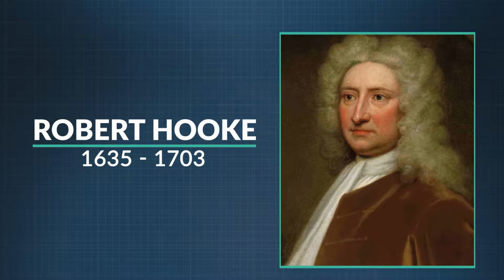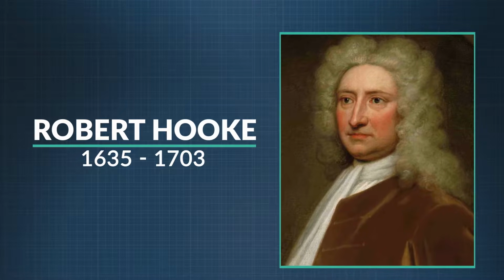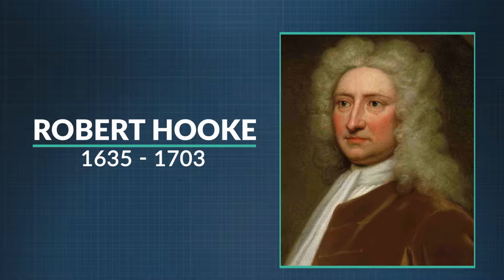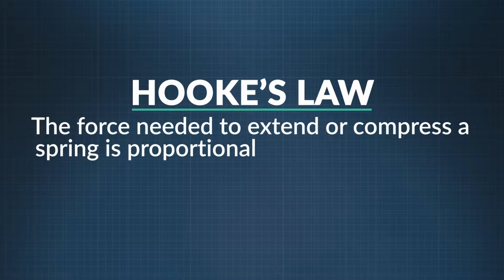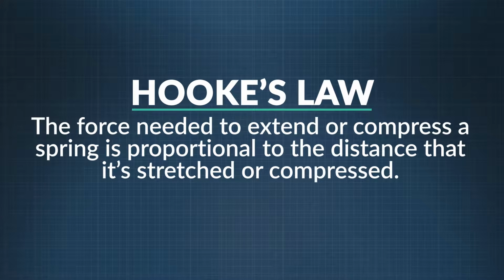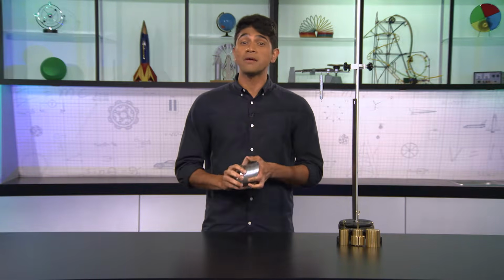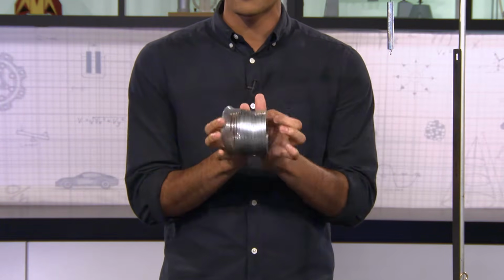That's what British physicist Robert Hooke figured out in the 1600s. Hooke's law helps explain elasticity. It states that the force needed to extend or compress a spring is proportional to the distance that it's stretched or compressed. All springs, whether it's a rubber band or a slinky, have a natural position based on how they're made. Some, like this slinky, are naturally compressed.